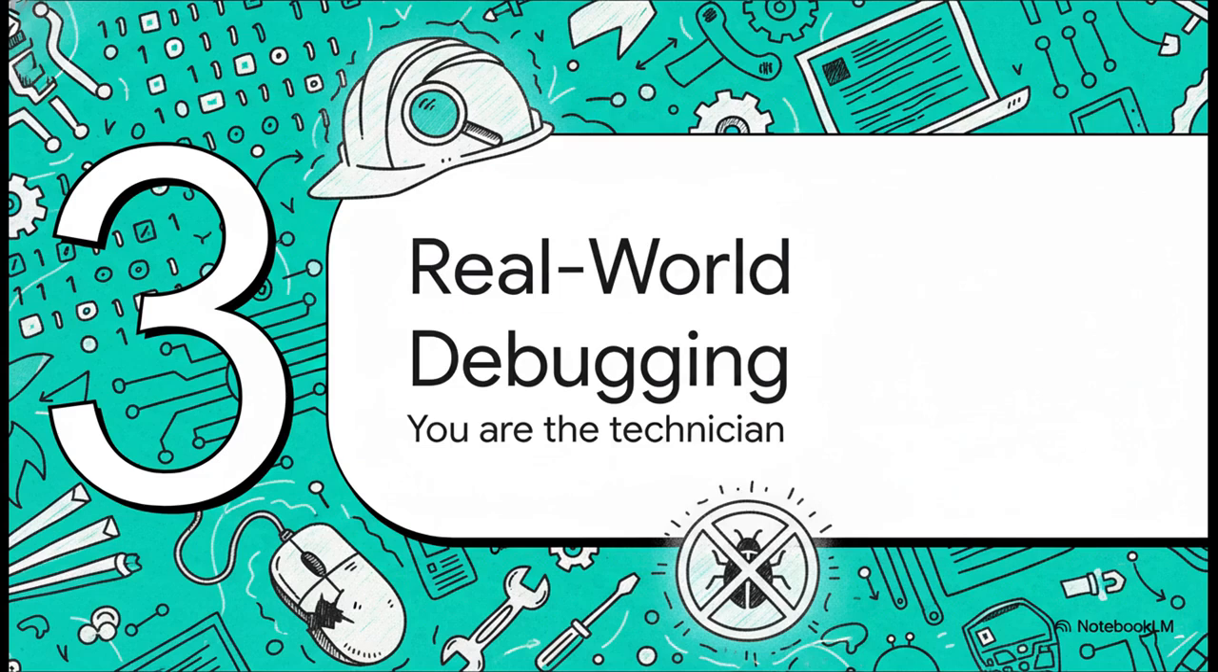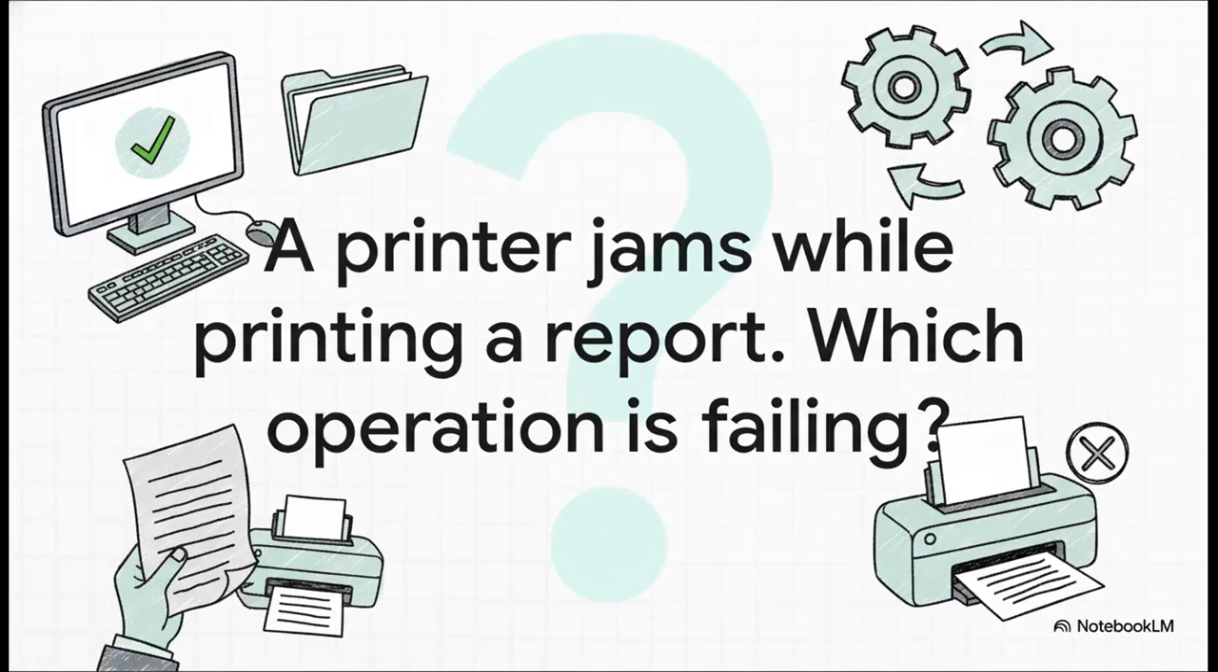It's time for you to put on your technician hat and play detective. Because knowing these 4 steps isn't just trivia, it's an incredibly powerful tool for figuring out what's wrong when your tech starts acting up. All right, scenario 1. Picture this. A manager has a super important report all ready to go. The computer has done its job, the file's all set, but every time they try to print, the printer just keeps jamming. So, which one of our 4 operations is the problem here?